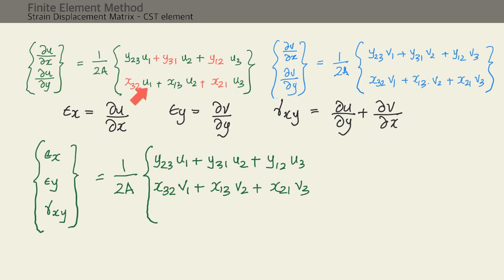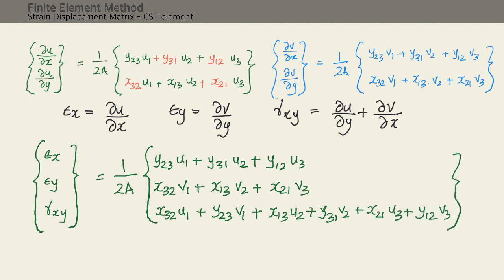So I'll write first the u1 and v1 terms, then u2 and v2 terms, and then u3 and v3 in that order. So x32 into u1 from here, plus y23 into v1, plus x13 into u2 from here, plus y31 into v2, that is from here, plus x21 u3 from here, plus y12 into v3 from here.